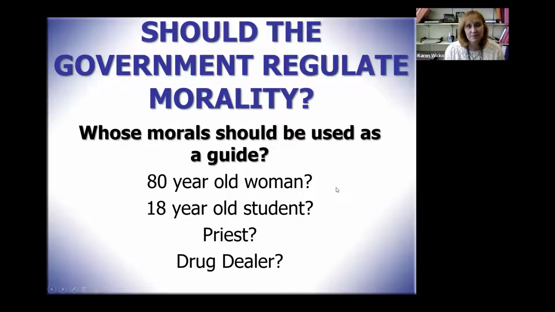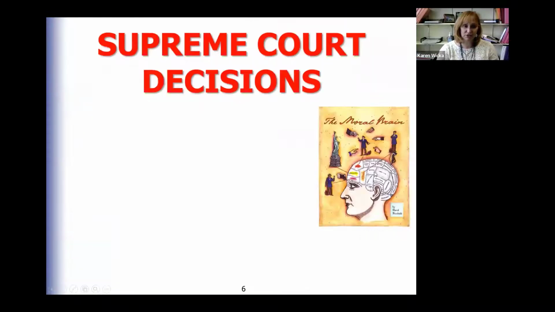But the question always comes up is, whose morality are we using to uphold for the whole country? So we have to think about, what is the standard? How do we set the standard for moral or ethical behavior? Do we use an 80-year-old woman, your grandmother, and what they think is moral? Do we use an 18-year-old college student and what they think is moral? Do we use a priest or a rabbi or a religious figure? Do we use a drug dealer? So whose standards are we using to determine whether or not something is moral? And that's always a significant issue.